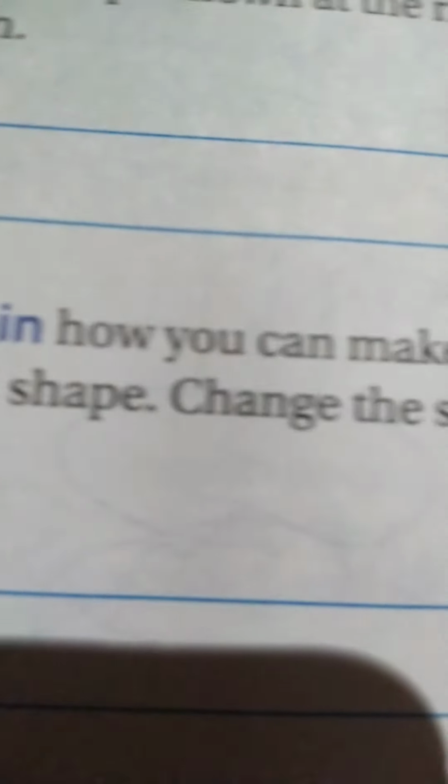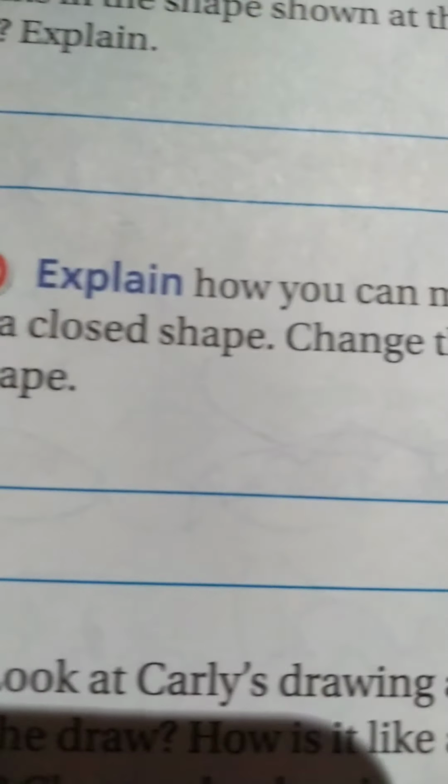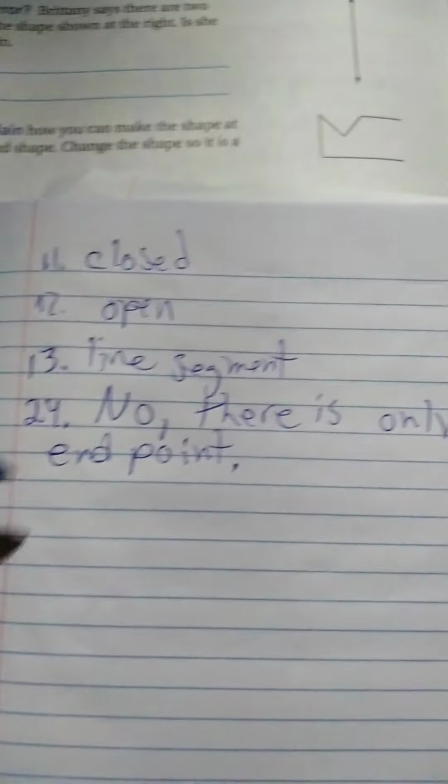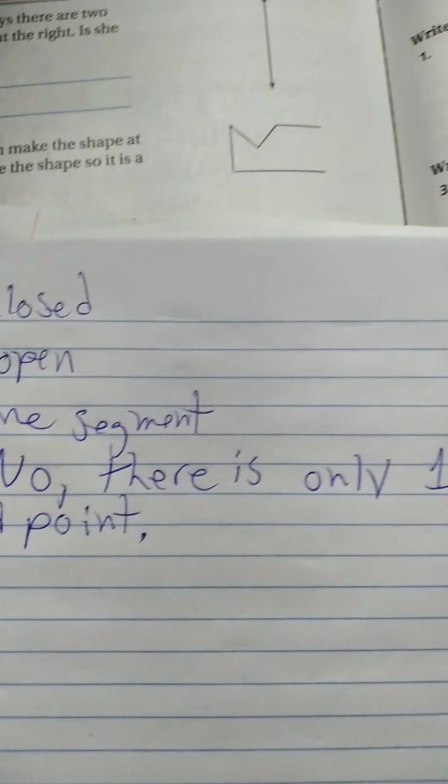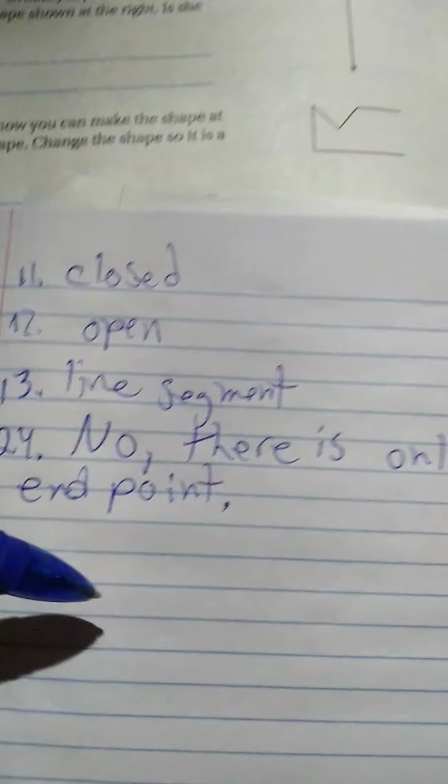Everybody see that shape right there? Let's see what we got to do here. How can you make the shape at the right a closed shape? Change the shape so it is a closed shape. All right, let's draw this, you guys. So in our notebooks, let's draw that first, and then we have to make it a closed shape. Oh, man, how am I going to do this? You guys make me work hard on this one. All right, 25, right? So we have to draw that. Let's see. So, I'll give you a shot real quick.